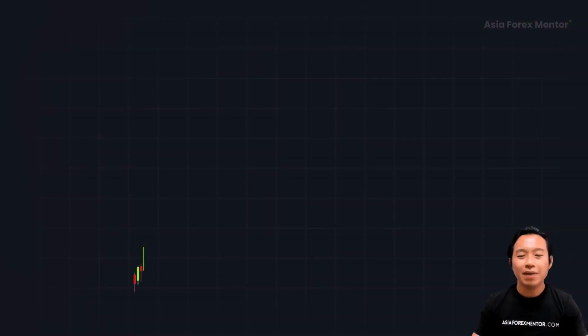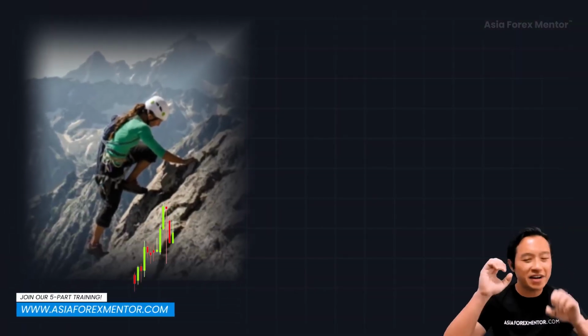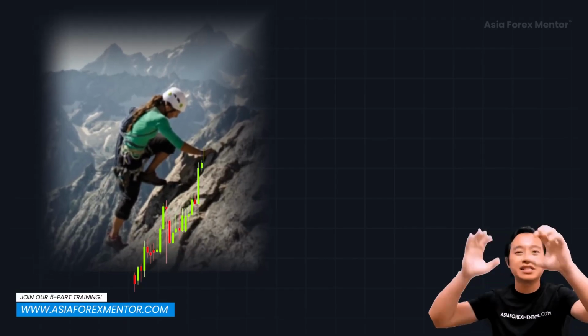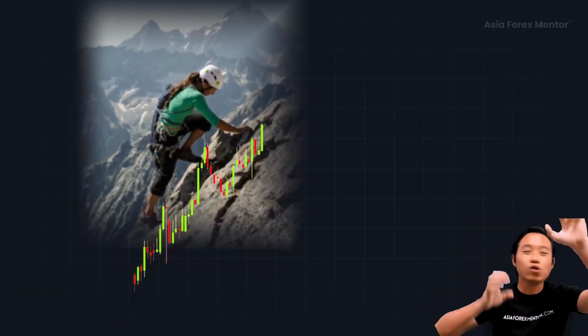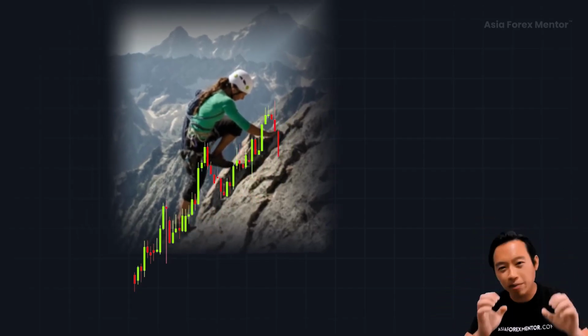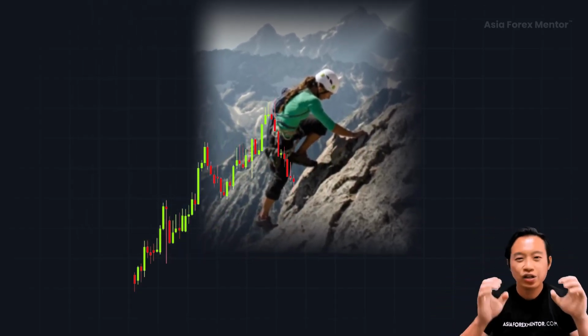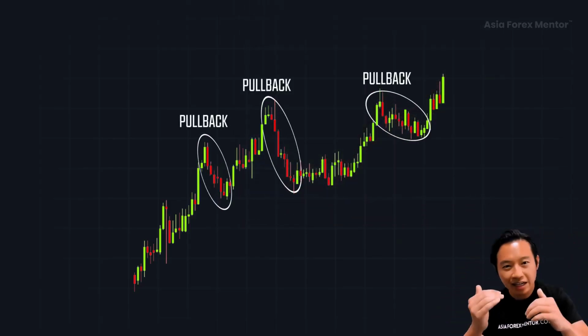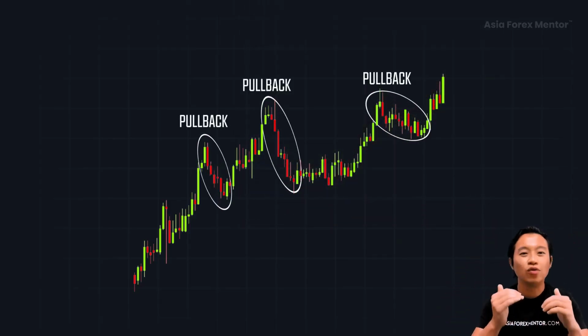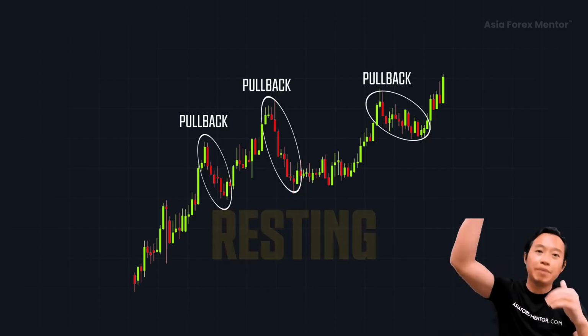Take a look at this. The market is what? A climber, right? It's a very determined one. It's like climbing and scaling the mountain. Also, step by step, rock by rock, it goes higher and higher. Then it will take a brief pause to rest, to catch its breath, and then you climb again, right? So each pullback is a moment of resting before climbing higher.